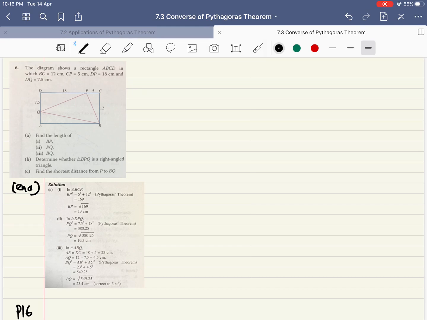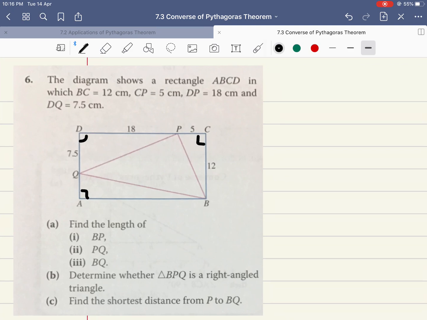And now we have come to the end of the last question of 7.3 before I give you your homework. Now what we have here is question 6. It can be found on page 16. I will skip certain parts of the question because I think it's a repetition. For a rectangle, you know that all these angles will be equals to 90 degrees.